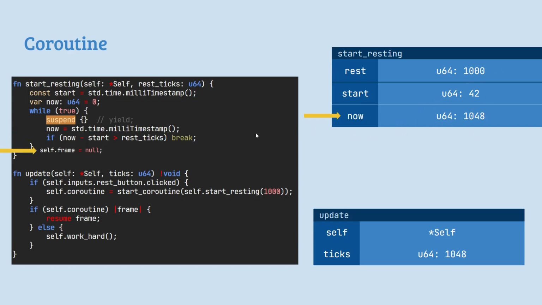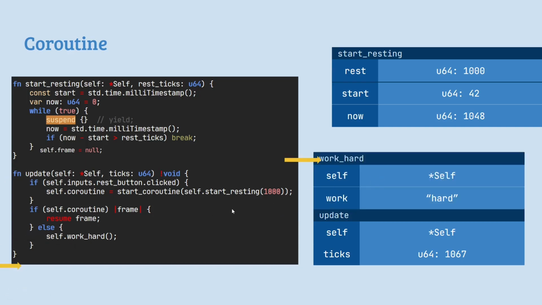So it's going to break and it's going to set the frame as null, right? So this is the frame that we were testing on. So now that this coroutine is completed, it's marking itself as completed, at least in this context, and it's returning. So now this function is completed. So the next time we call update, this self.coroutine is going to be set null, and this function is going to call work hard, which would probably be on the stack and have its own variables.